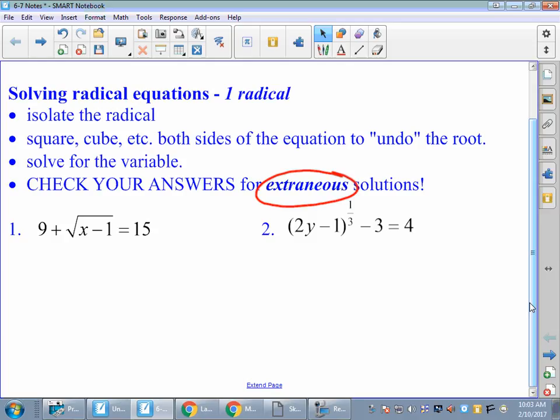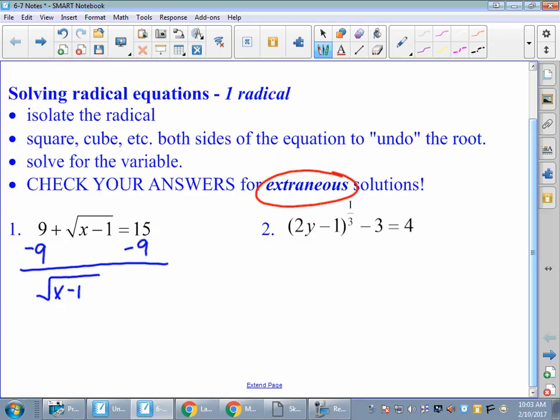So for number 1, I need to isolate the radical. So right now, there's a 9 being added to the radical. So I want to subtract 9 from both sides, clean it up. So the square root of x minus 1 is equal to 6. And now I'm going to square both sides of the equation. Whatever you do to one side, you do to the other.